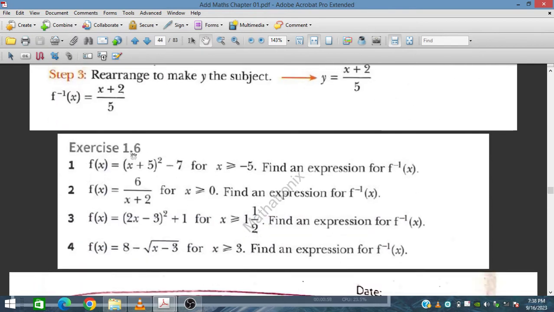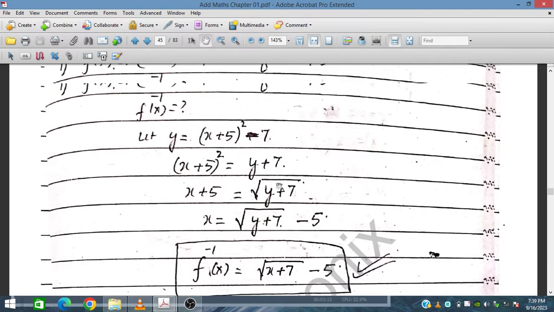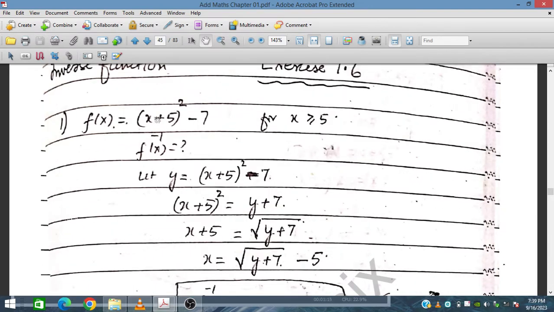Now in exercise 1.6, we have f(x) equal to (x plus 5) squared minus 7 for x greater than minus 5. Find an expression for f inverse x. Let y equal (x plus 5) squared minus 7, and then we take the 7 to the other side, so (x plus 5) squared is equal to y plus 7.